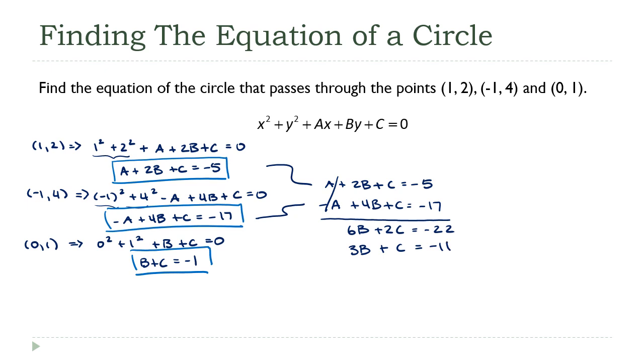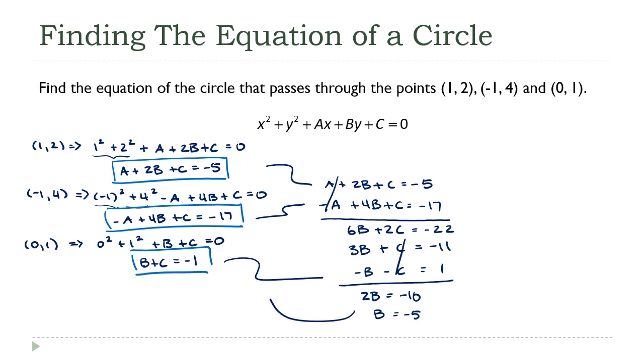All right, great. So now I'm going to take this third equation here. I'm going to multiply that by negative 1. This turns into negative b minus c equals 1. And if I add these together, that's nice. The c's go away. 2b equals negative 10. B is negative 5. Okay, so now let's drop that into this one. Negative 5 plus c equals negative 1. Add 5 to both sides. C equals 4.